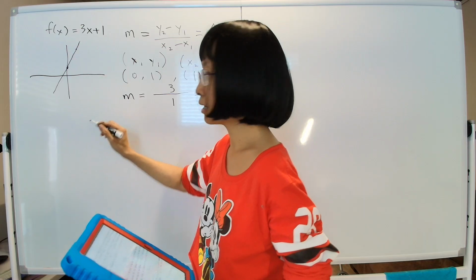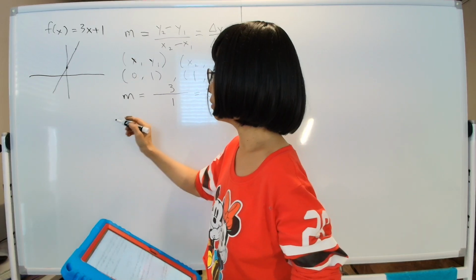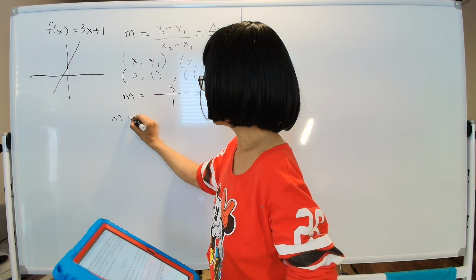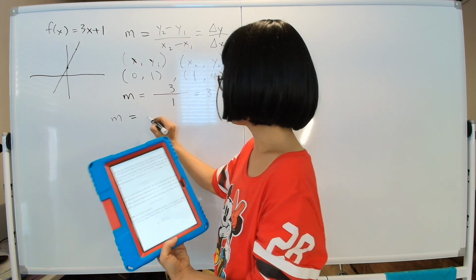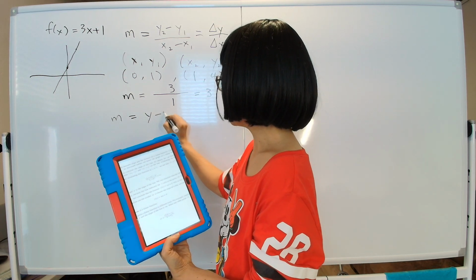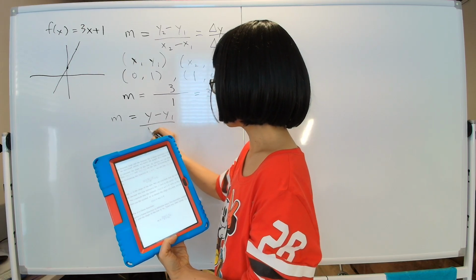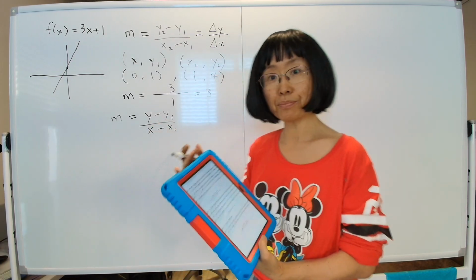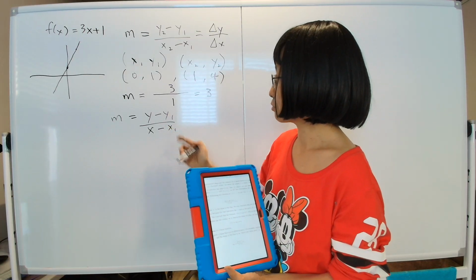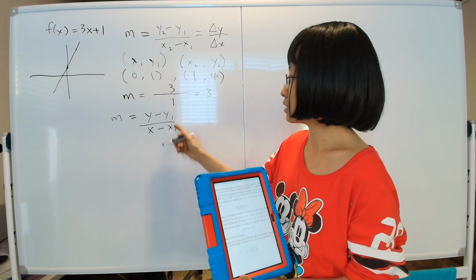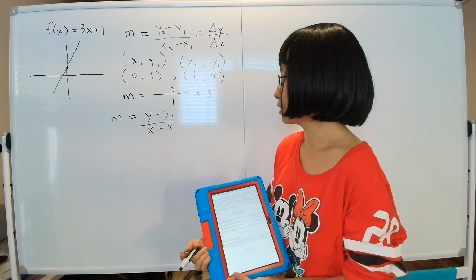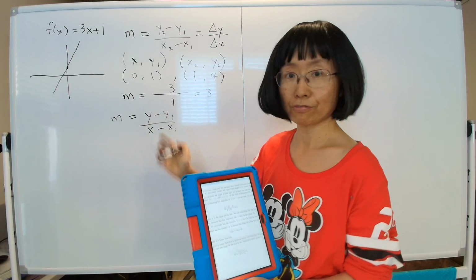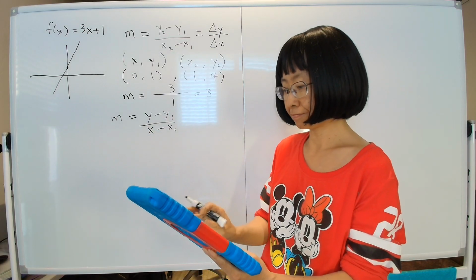In general, you can write down the equation of a line with this particular m equals y minus y1 divided by x minus x1. In this formula, y and x are the variables, whereas y1 and x1 are the numbers of a specific point that you're using. But it doesn't matter which point you're using, this will come out with your formula for the line.